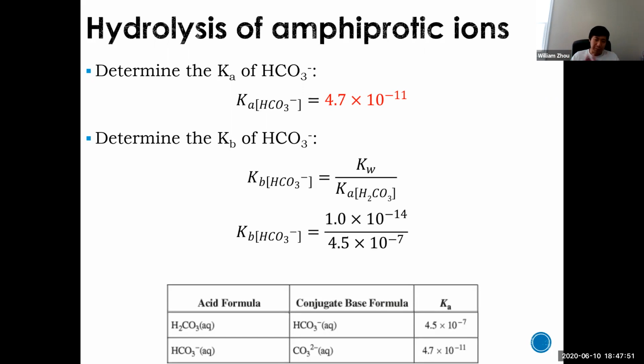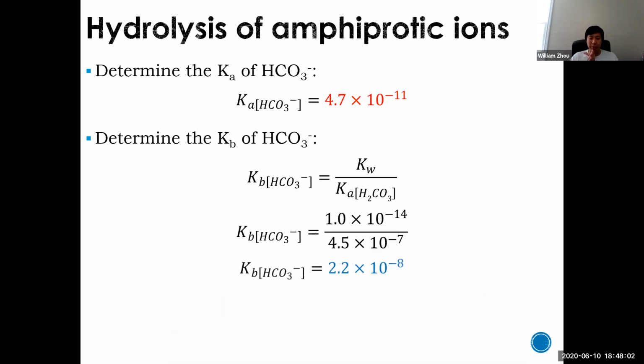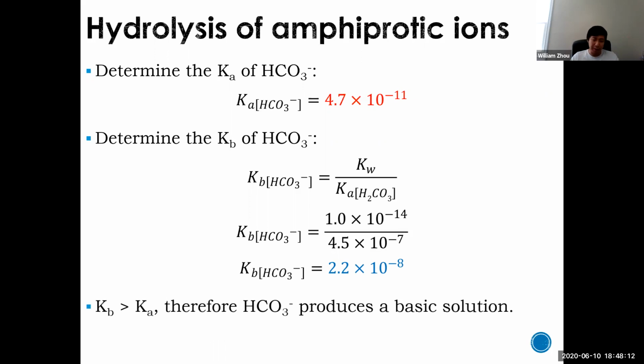So, if you look on the table, the Ka of carbonic acid, H2CO3, is 4.5 times 10 to the negative 7. You divide that into Kw, you get 2.2 times 10 to the negative 8. Okay, let's do a comparison. Ka is 10 to the negative 11. Kb is 10 to the negative 8. Oh, Kb wins, because negative 8 is bigger than negative 11. So that's why the bicarbonate ion produces a basic solution.